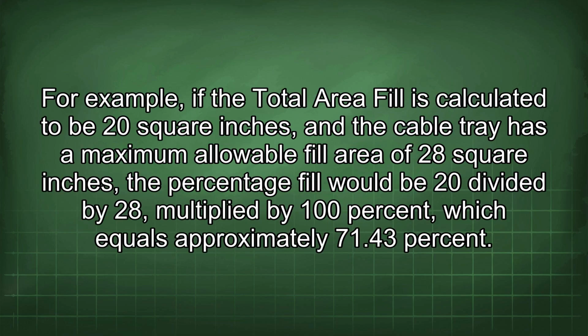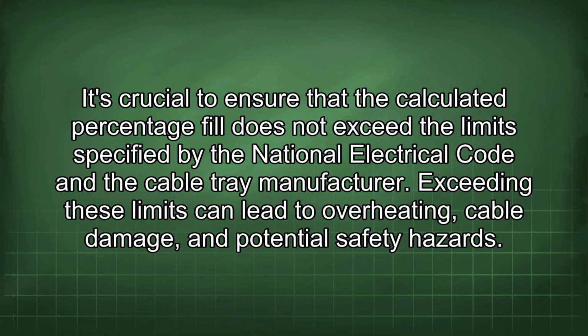For example, if the total area fill is calculated to be 20 square inches and the cable tray has a maximum allowable fill area of 28 square inches, the percentage fill would be 20 divided by 28 multiplied by 100%, which equals approximately 71.43%. It's crucial to ensure that the calculated percentage fill does not exceed the limits specified by the National Electrical Code and the cable tray manufacturer. Exceeding these limits can lead to overheating, cable damage, and potential safety hazards.